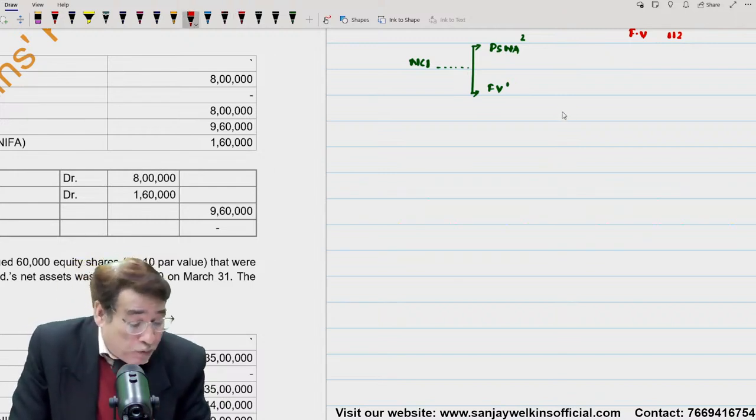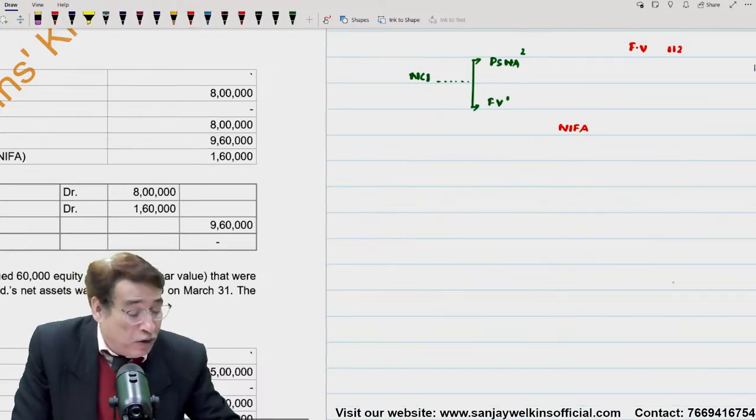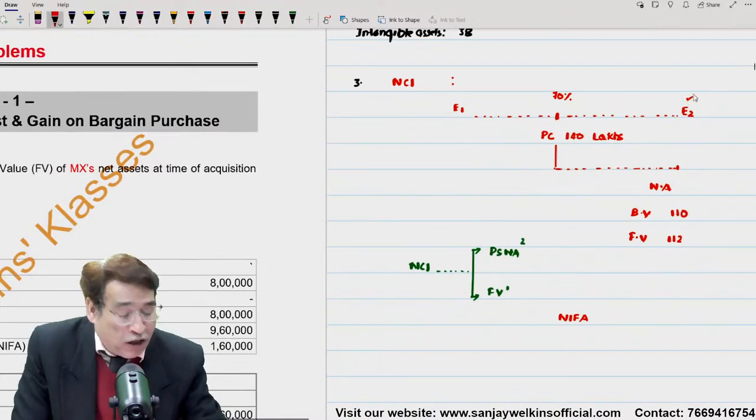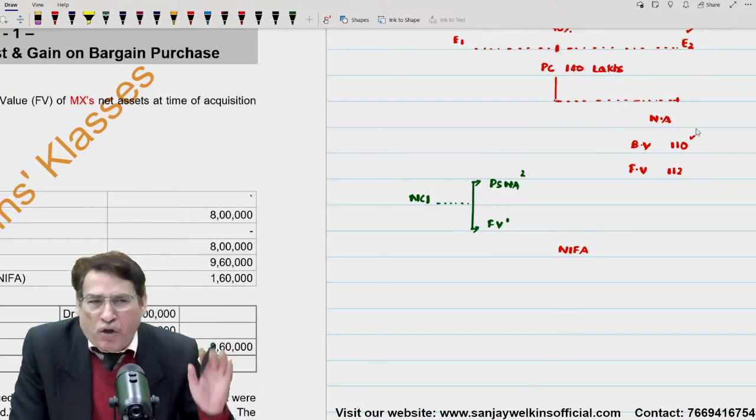Now you let me know, what is the amount of NIFA? Sir, what is this NIFA? First of all, please explain. NIFA means net identifiable assets of acquiring company. Who is the acquiring company? E2 is the acquiring company. What is the book value of net assets? That is 110. We are not concerned at all with this.